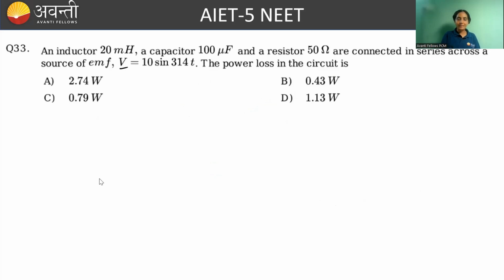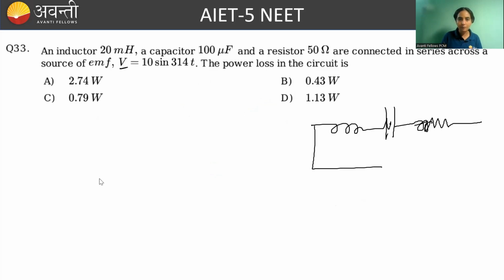Now, there is an inductor, 20 millihenry. There is a capacitor, 100 microfarad, and a resistor, 50 ohm. They are connected in series. So there is an inductor, a capacitor and a resistor, connected in series, and in turn they are connected to a variable source like this.